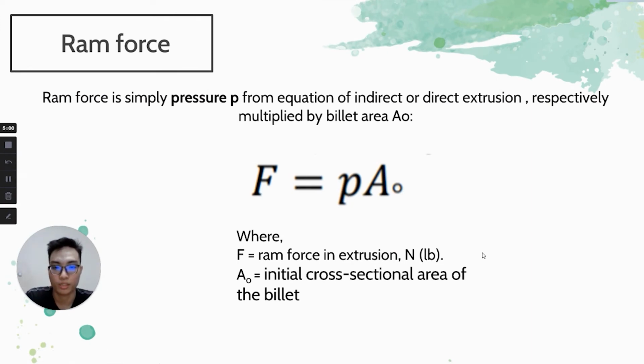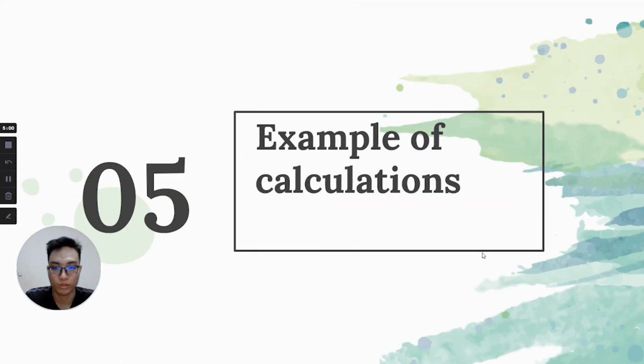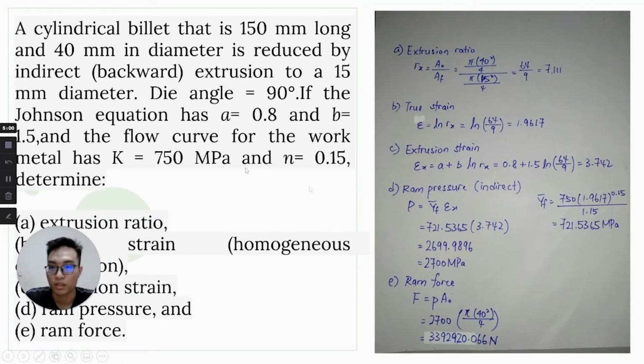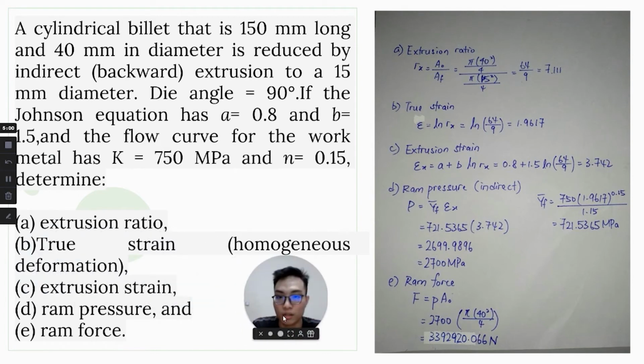B is the ram pressure we get from indirect or direct extrusion, while A is the initial cross-sectional area of the billet. So now I would like to show you an example of calculation. A cylindrical billet that is 150 mm long and 40 mm in diameter is reduced by indirect extrusion to a 15 mm diameter, and it provides the die angle equal to 90 degrees.